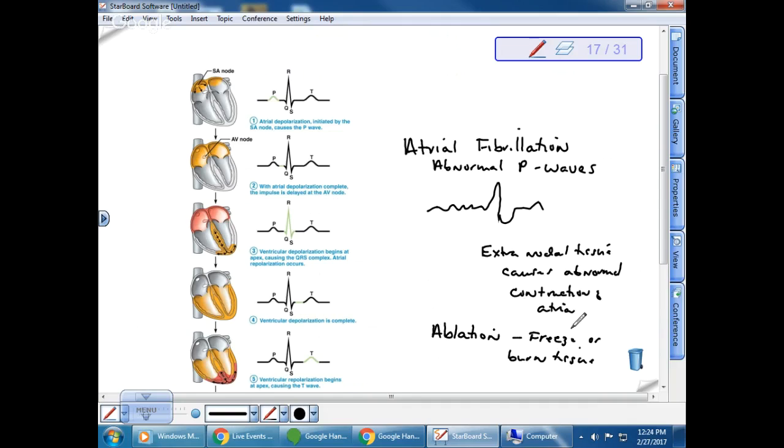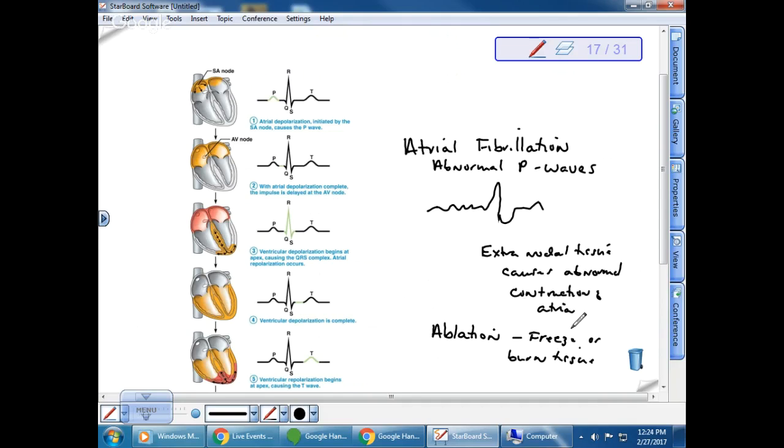Right. So they can actually go into the heart up through a vein. So they take a little catheter up through the vein, little piece of metal, and then they go into the right atrium, and then they find the part that is firing inappropriately, and they will burn it. And then that will help to prevent AFib from happening.